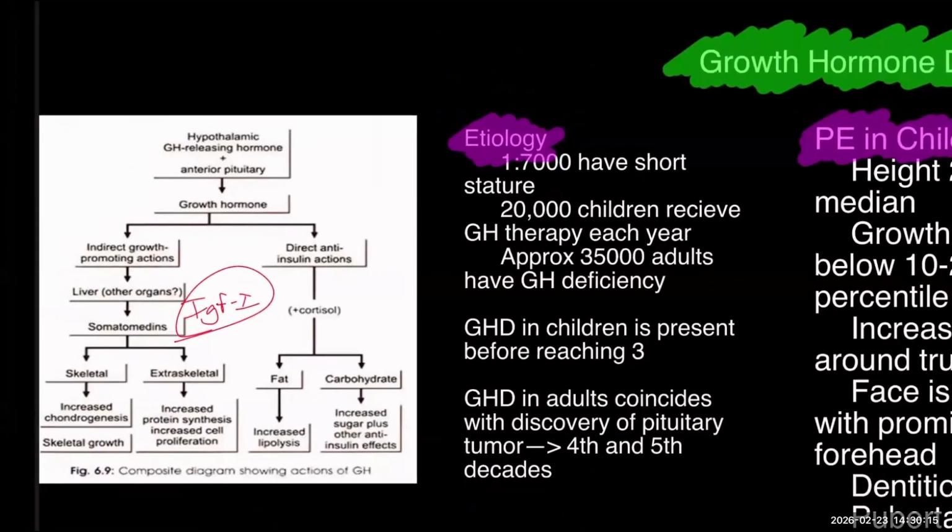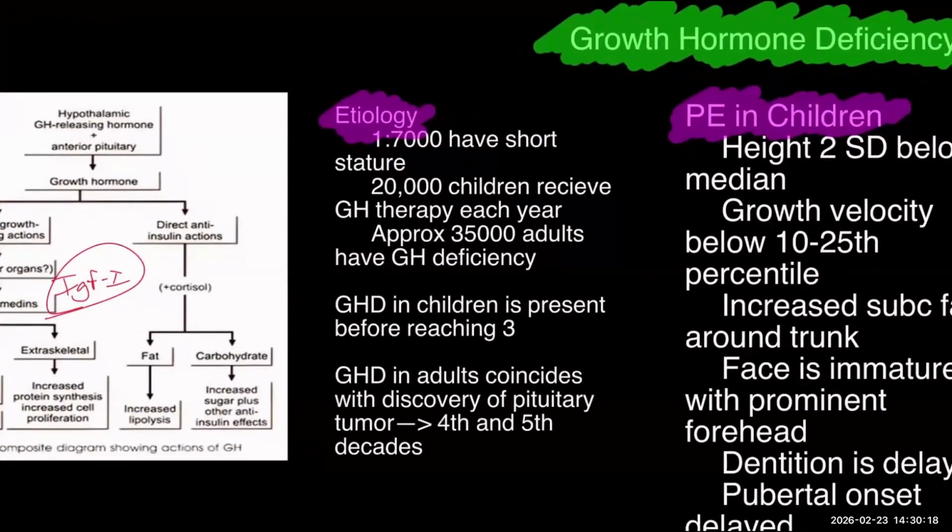So, etiology of growth hormone deficiency. About 1 in 7,000 kids have short stature. 20,000 children get growth hormone therapy each year. About 35,000 adults also get growth hormone deficiency later on. Growth hormone deficiency in children is before age 3. And in adults, it usually goes along with a pituitary tumor discovery. And usually in adults, in their 4th and 5th decades is when a growth hormone deficiency may occur later on in life.